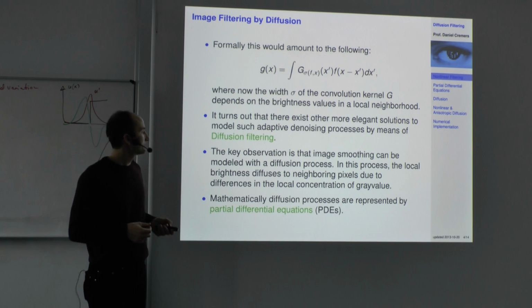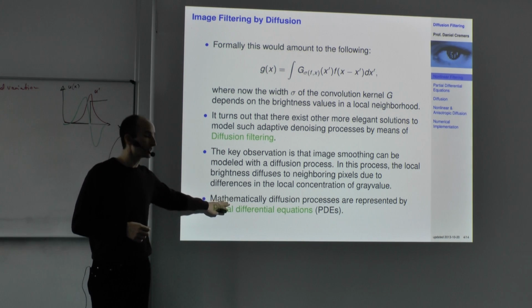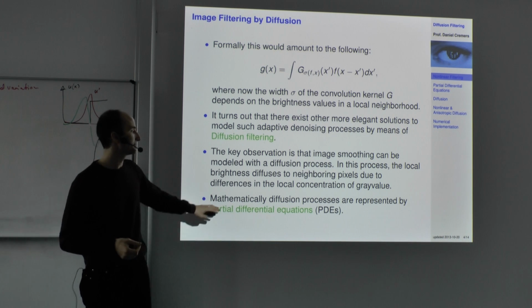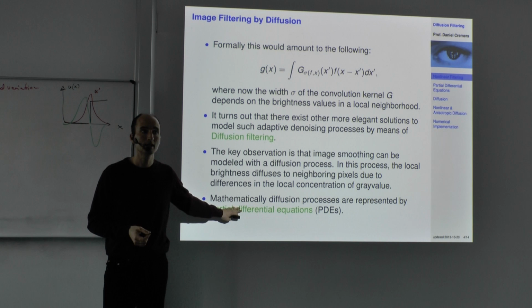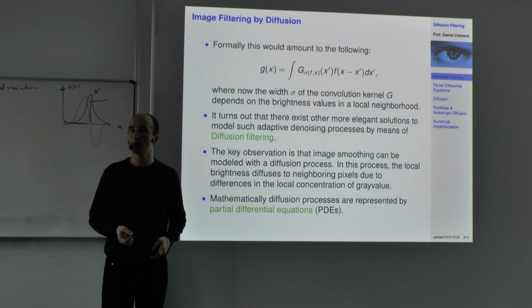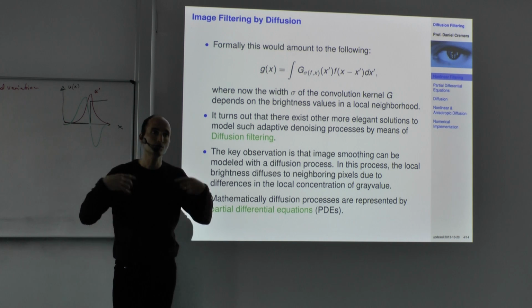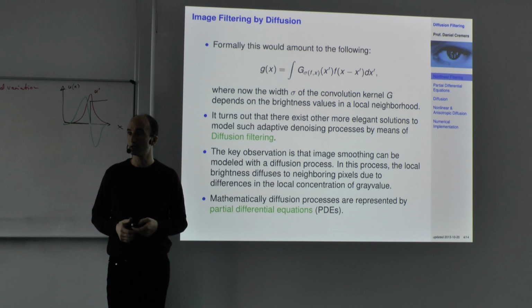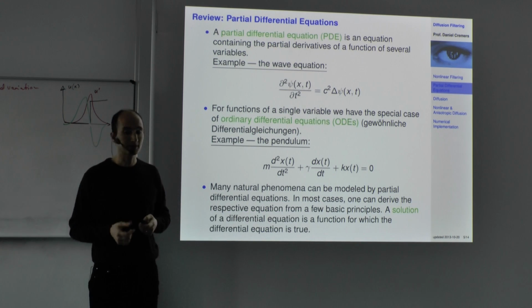And this process is called the diffusion process, and it's actually very related to the Gaussian smoothing. In fact, we will see that for the simplest diffusion process, the solution of that process is nothing but the Gaussian smoothing. But the good thing is that the diffusion generalizes very elegantly to nonlinear diffusions and adaptive diffusions.